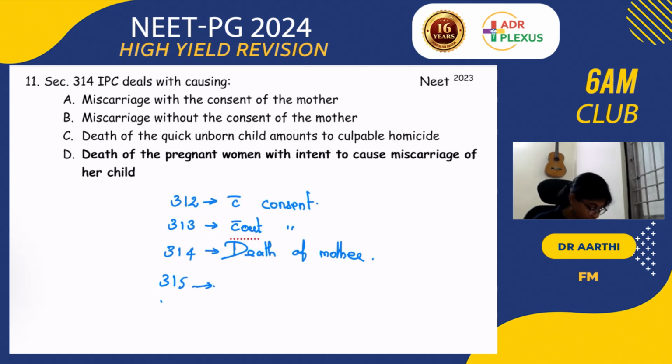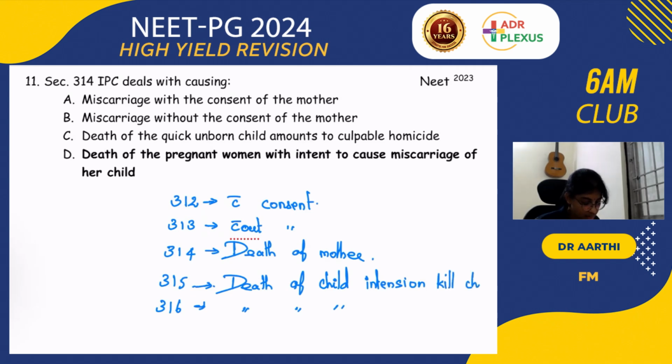In 315 and 316, there is death of the fetus, the unborn child. Now, in 315, the intention is to kill the child.